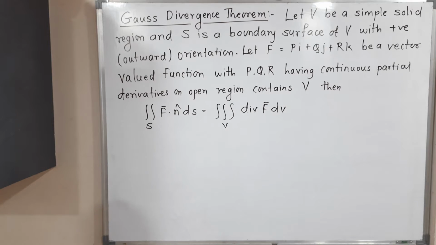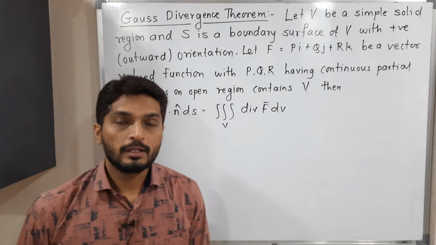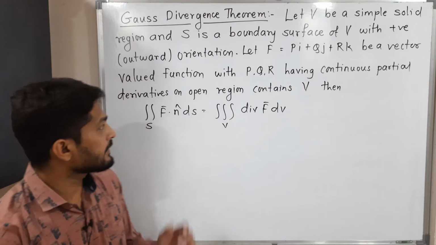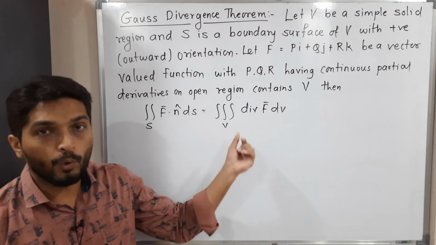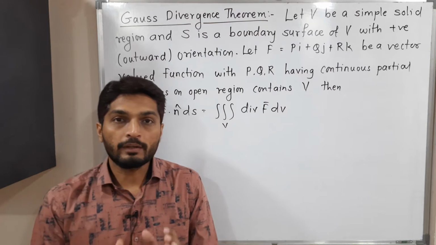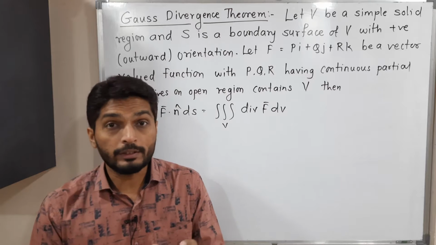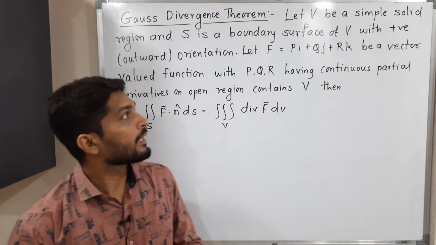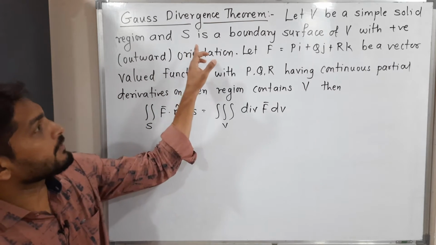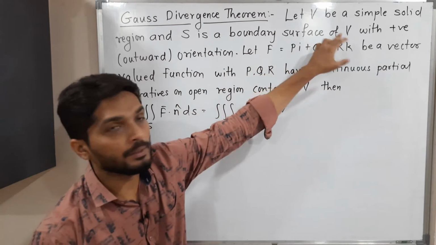Hi everyone, let us discuss Gauss Divergence Theorem. So this theorem says the surface integral is equal to this volume integral. Okay. So what have they given? We have a solid region in R3, V, and the boundary surface of that region V is S.